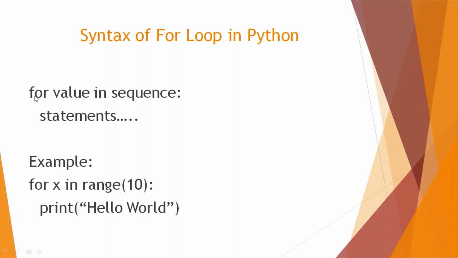First of all, I have the for here. We'll pass a value in it, like i, j, k, anything, in the sequence, and then we will run multiple statements. And there is an example of a for loop, that is for x in range(10). Here I have used a function that is range. We will discuss it later, and it will print hello world. So here the value is x and the sequence is range(10). So it will run this hello world 10 times. I have said range(10), so it means that it will run the loop for values less than 10, from 0 to 9, but 10 times obviously.